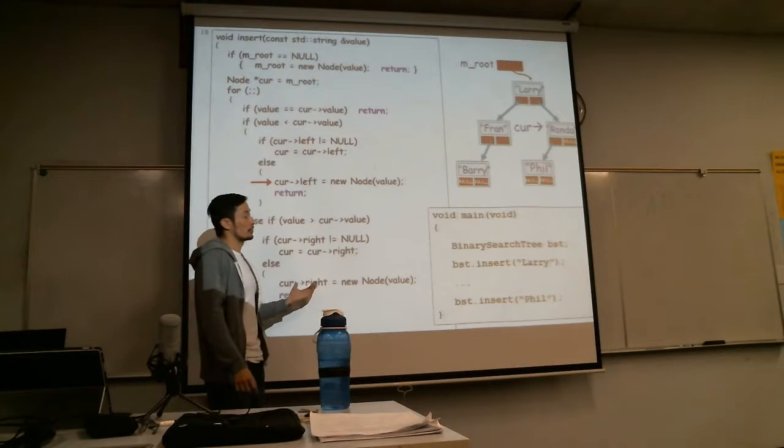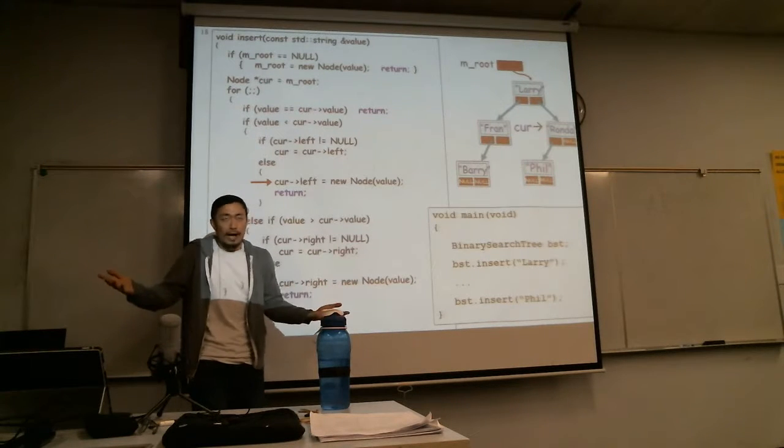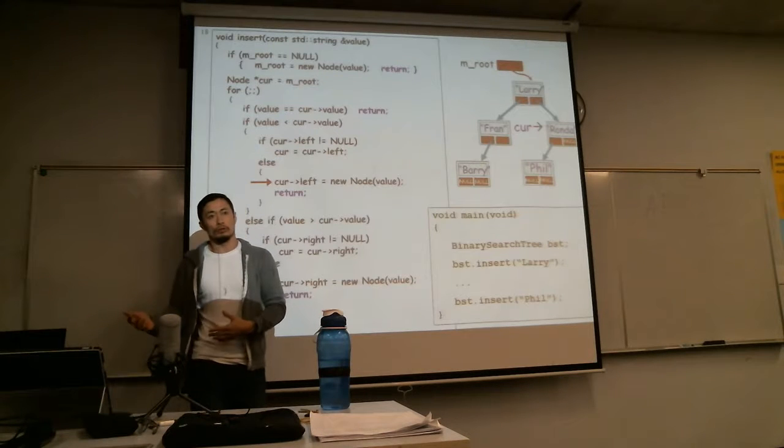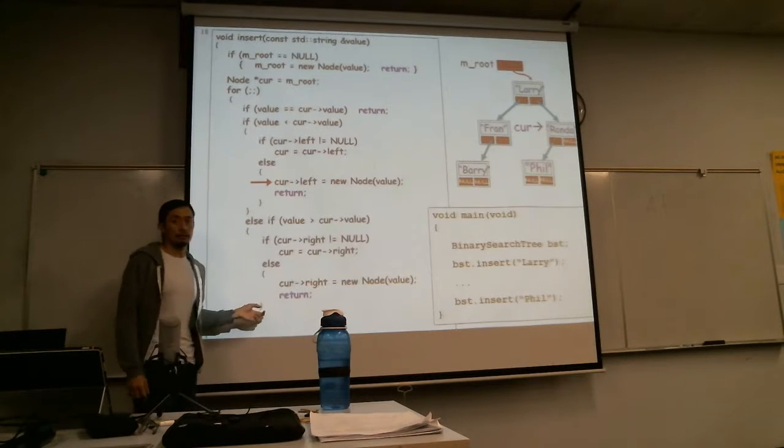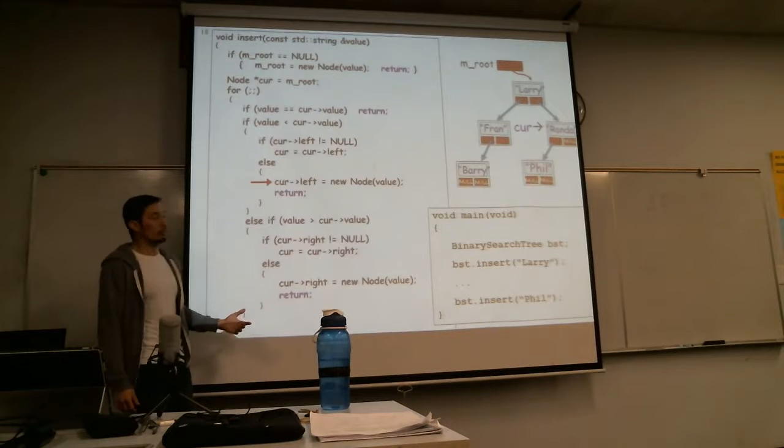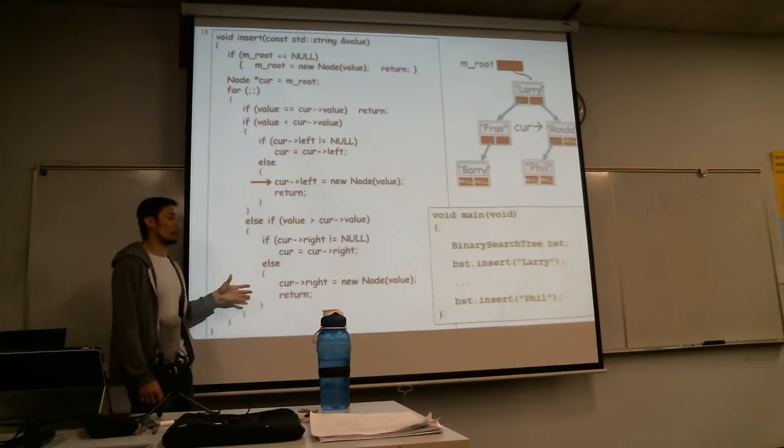I don't know how big this tree is, and so if I have to recurse 1,000 times, I have to create 1,000 function calls. How many function calls happen here? 1. Right, and so this uses less memory than recursion. That's always going to be the case.